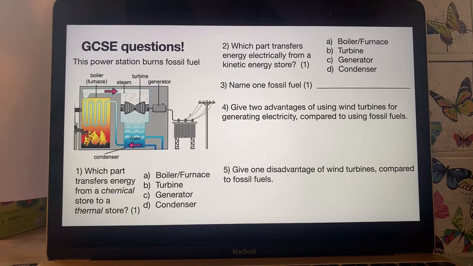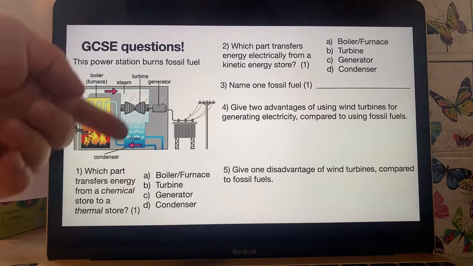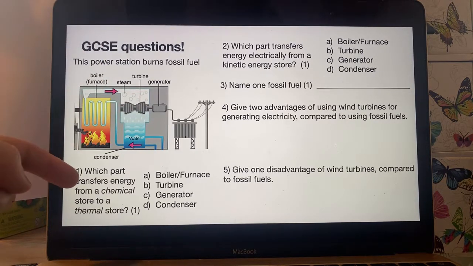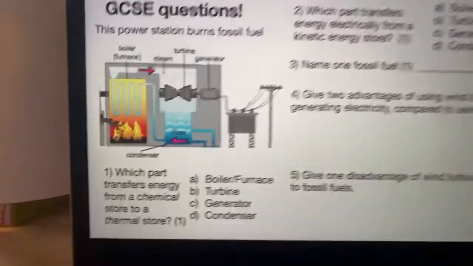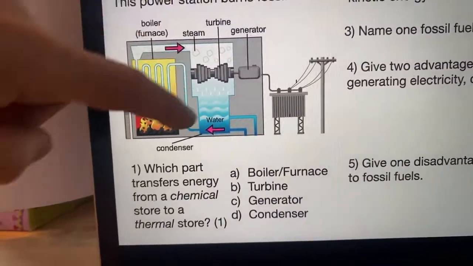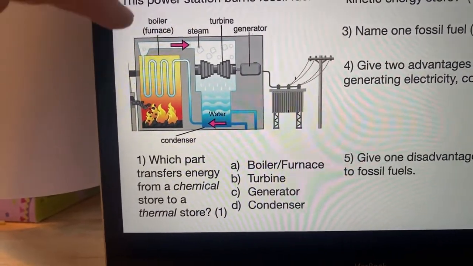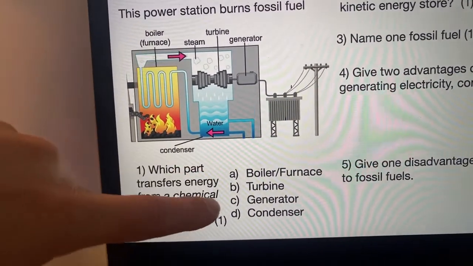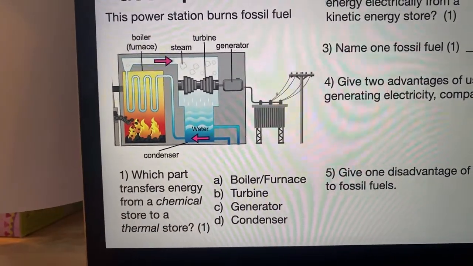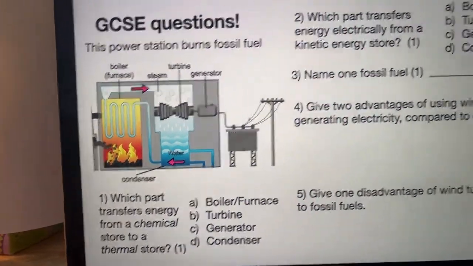Right, first question. You've got a power station here. Which part of this power station transfers energy from a chemical store to a thermal store? Probably the hardest question, isn't it? Which part of a power station transfers energy from a chemical store to a thermal store? Is it the boiler? Is it the turbine? Is it the generator? Or is it the condenser?